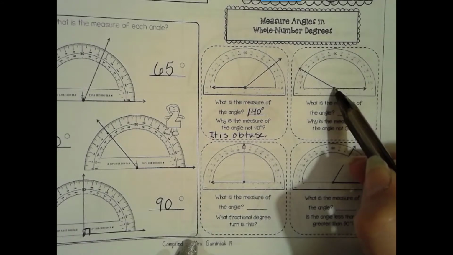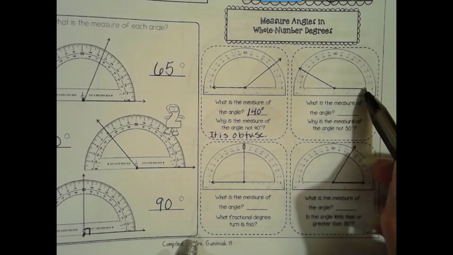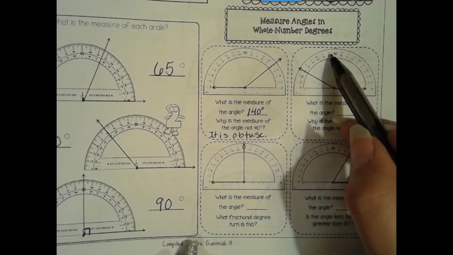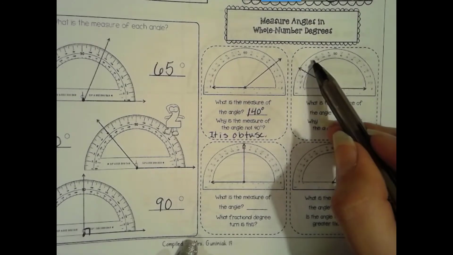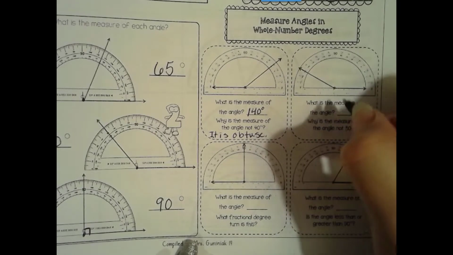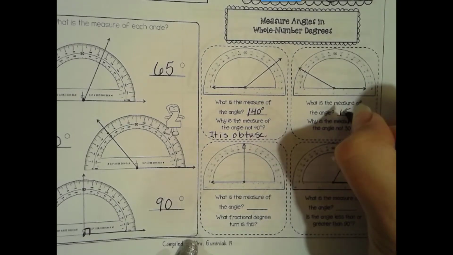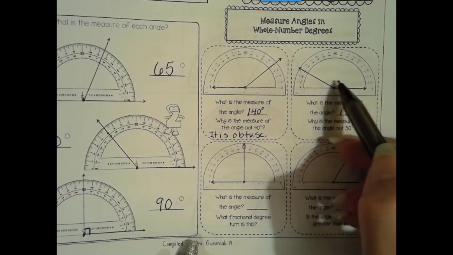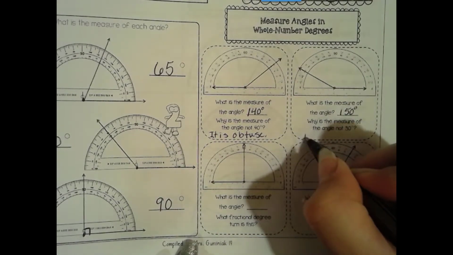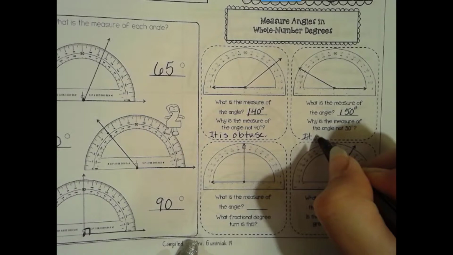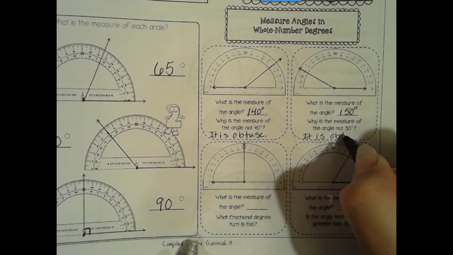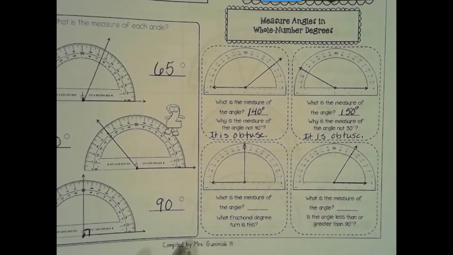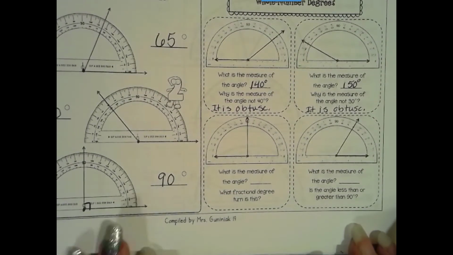Here, that vertex is at the center. We're lined up at the 0 on this side. So we count up to 90, 100, 110, 120, 130, 140, 150 degrees. So why is it 150 degrees and not 30 degrees? Well, because this angle is obtuse. And if it is obtuse, that is greater than 90 degrees. 30 degrees is less than 90 degrees. That doesn't make sense. It's unreasonable.